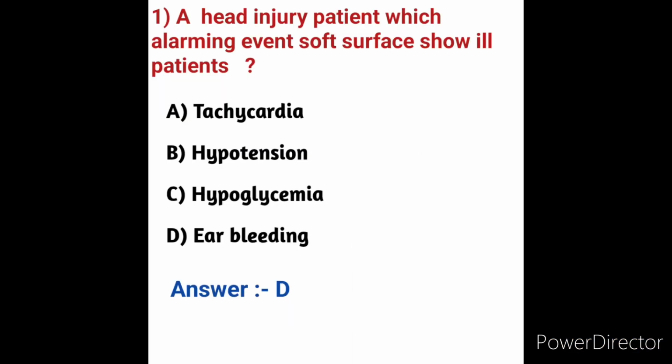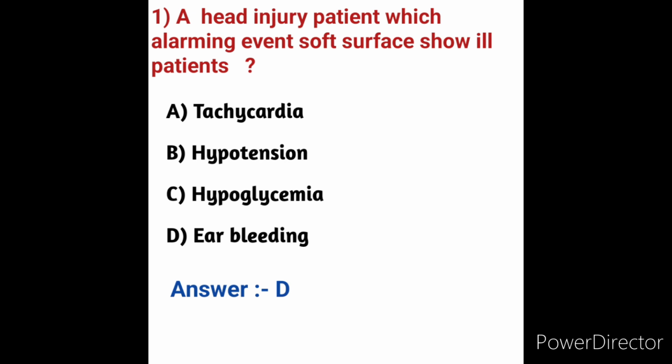Fundamentals of nursing. First question. A head injury patient, which alarming event shows the patient is ill? Means a patient is having a head injury, and that patient has an alarming sign. We will see the options here. Option A tachycardia, option B hypotension, option C hypoglycemia, option D ear bleeding. Here option D is the correct answer, ear bleeding.